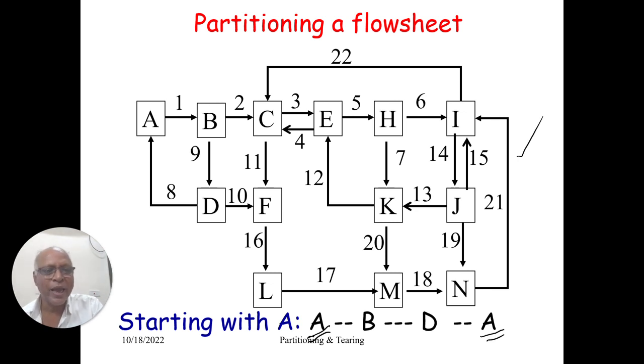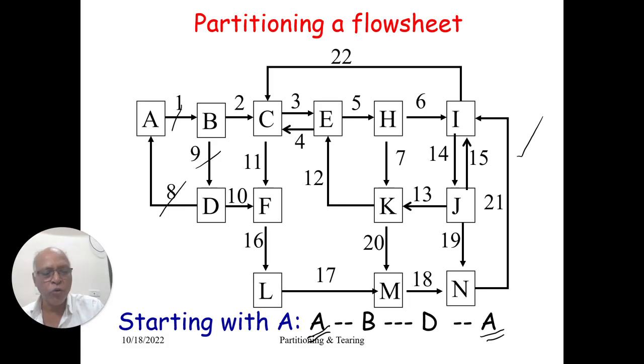So this is case A, the first possibility. What should you do? You need to merge A, B and D. A should be merged with B and D. When you merge A, B and D, these streams will vanish. This is the stream number, for convenience. So when you merge ABD, now 1, 8, 9 will vanish.